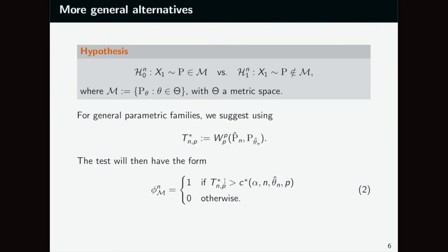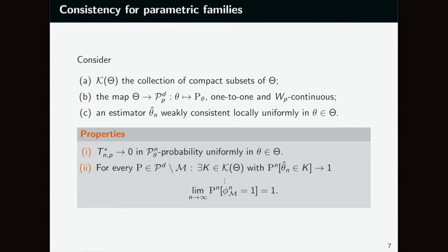But often, in statistics, we're interested not in a simple null hypothesis, but in testing that the data that I have comes from a family of models indexed by theta belonging to a big Theta, a metric space, and these thetas are usually called nuisance parameters. And to perform such a test, we suggest relying on the Wasserstein distance between the empirical measure and an element of the family that corresponds to a certain estimator theta hat. The test will again have the same form, that is, will reject if the test statistic is larger than a certain threshold. We can prove consistency again.